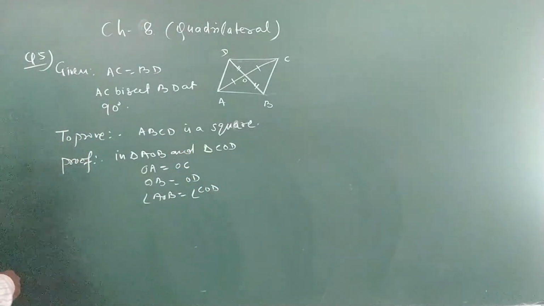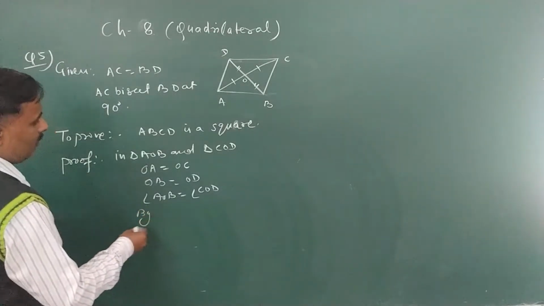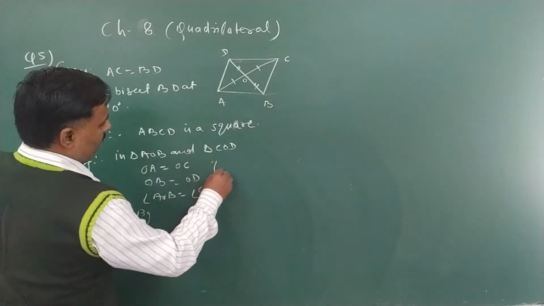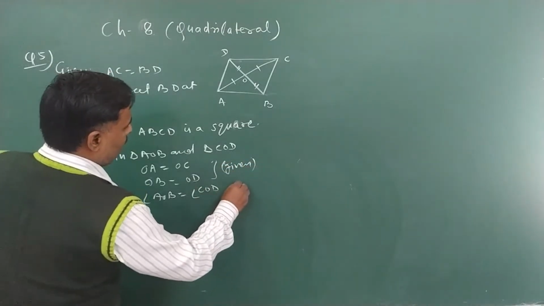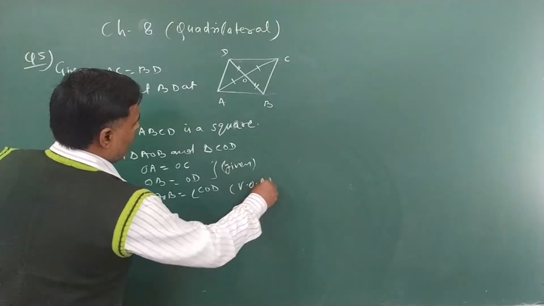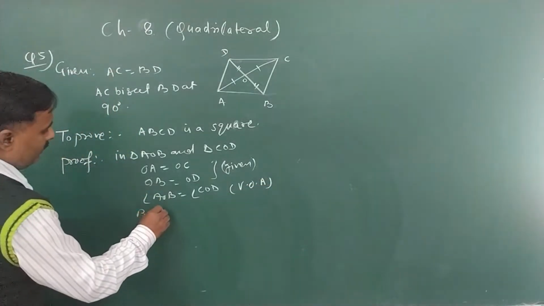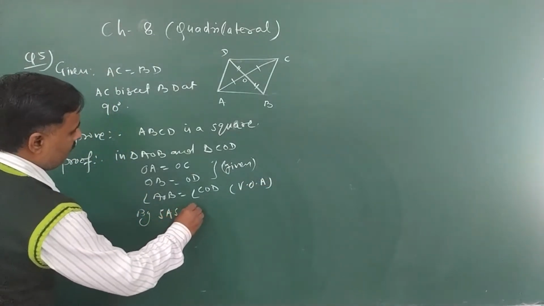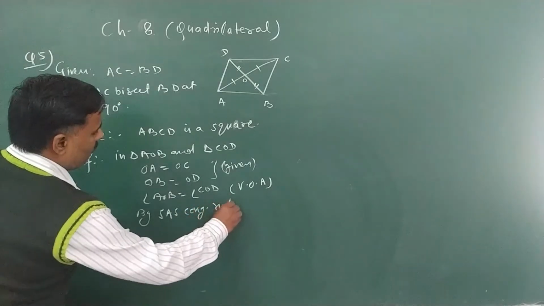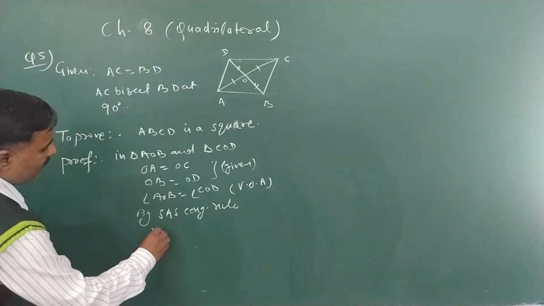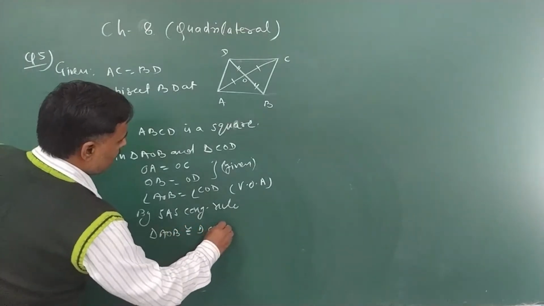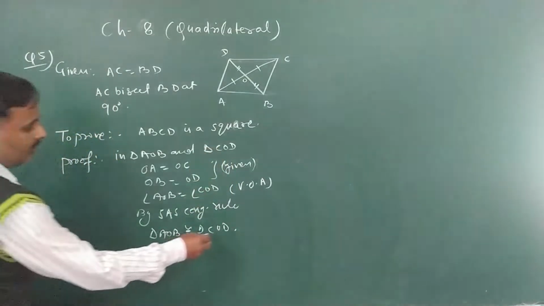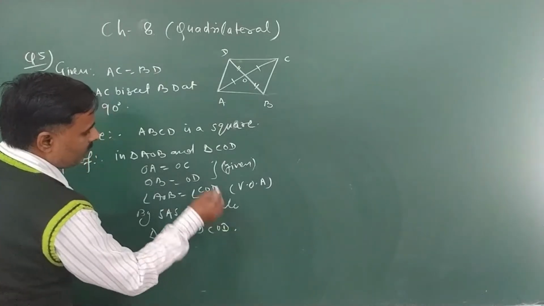Two sides and the angle between them, so we can apply SAS here. What is it? It's given. You can say given, and that's your vertically opposite angle. By the SAS congruency rule, we can say triangle AOB is congruent to triangle COD. These two triangles are congruent.